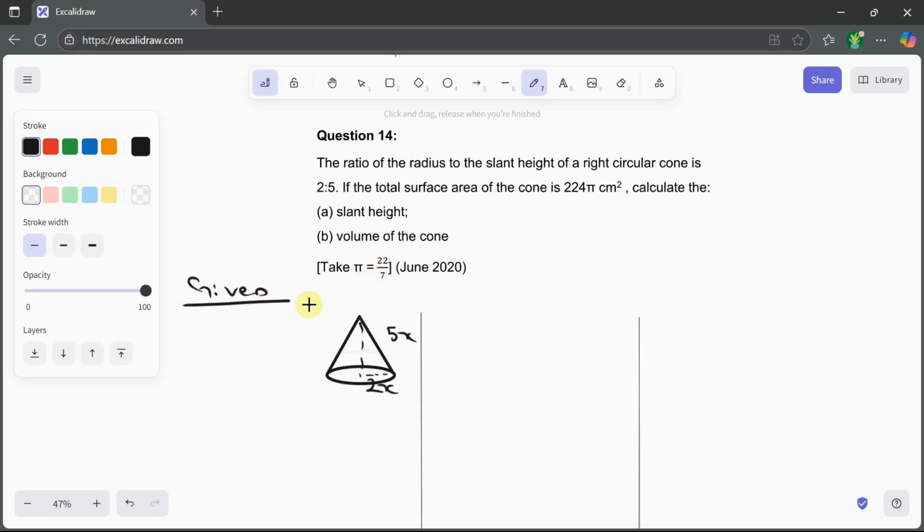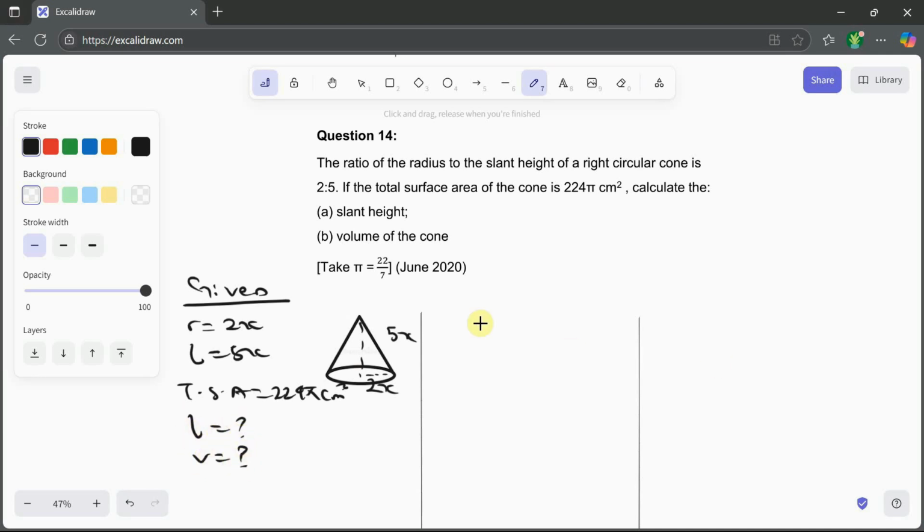We are given the radius r. I'll just say 2x because this is the ratio. We're given the slant height L as 5x. We're given the total surface area as 224 pi centimeter squared, right? I want us to find the slant height L, the real value, and the volume.